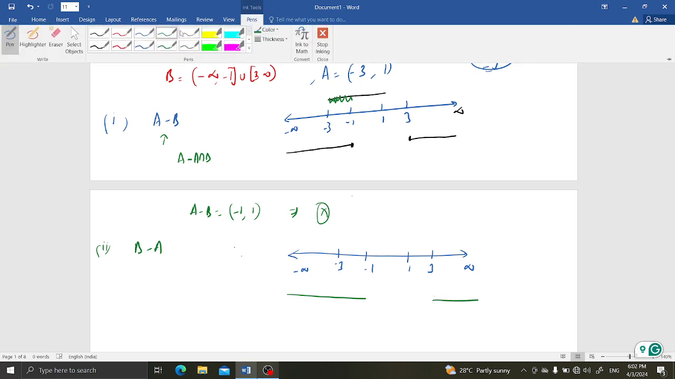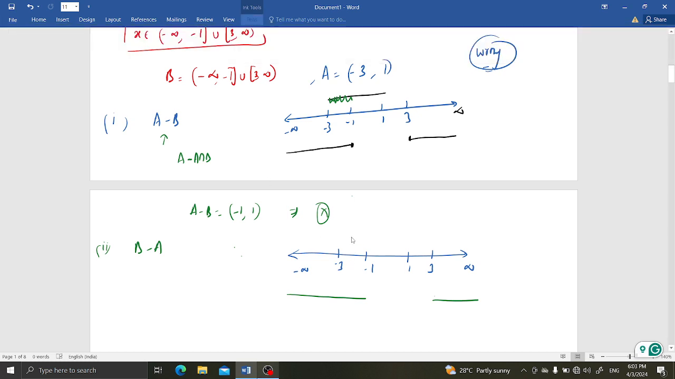After that, what is our A set? A set is minus 3 to 1. B minus A means we remove the common part; this one is the common part. So B minus A means from here to here and from here to here. This one we need to take. So it will be minus infinity to minus 3 open, union 3 to infinity. This is your B minus A.